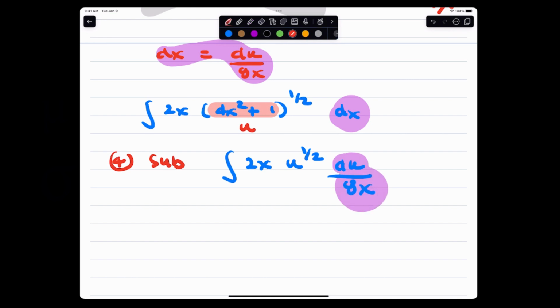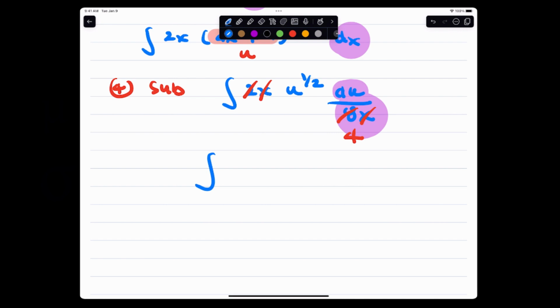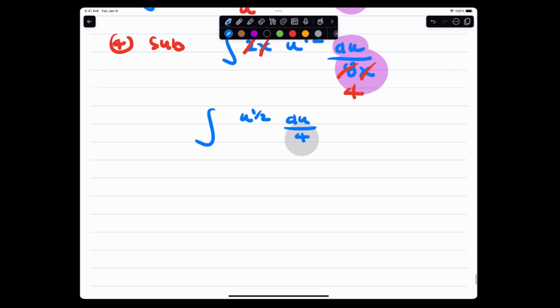What can you guys do now? Cross out the x. 2 and 8. Isn't this now 4? So notice you're going to end up with u to the 1/2 with du over 4. You get to pull out your constant, 1/4. You integrate u to the 1/2 du. So it's going to reduce and come down to, ladies and gentlemen, that integral.